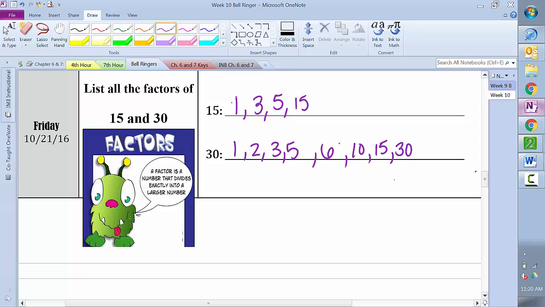All right? So please put your names on your bell ringers. I will collect them. You get points for them every day. Make sure you have the right answer. Cool beans. All right, moving on.